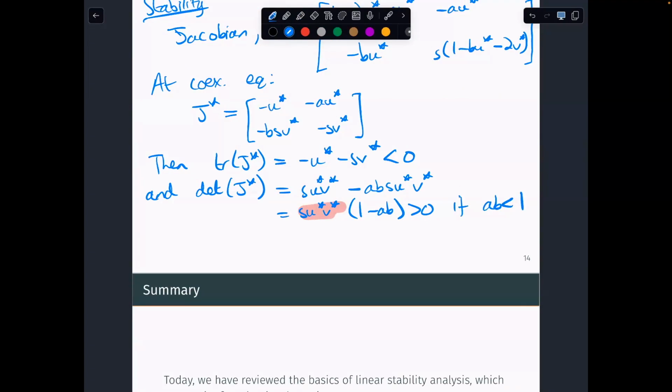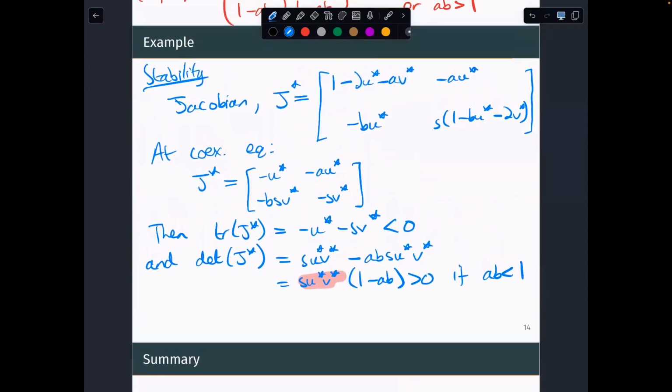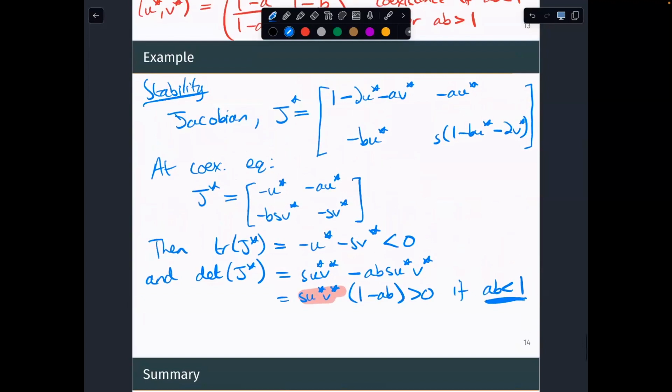You can also then go on, if you wanted, to look at the trace squared minus 4 times the determinant. Is this going to be oscillatory or not? But actually, as far as if you were doing adaptive dynamics, this would be the stage that you'd need to stop at. You found a condition for when this coexistence equilibrium is locally asymptotically stable, as long as AB is less than 1. We tend towards this equilibrium in the long term.